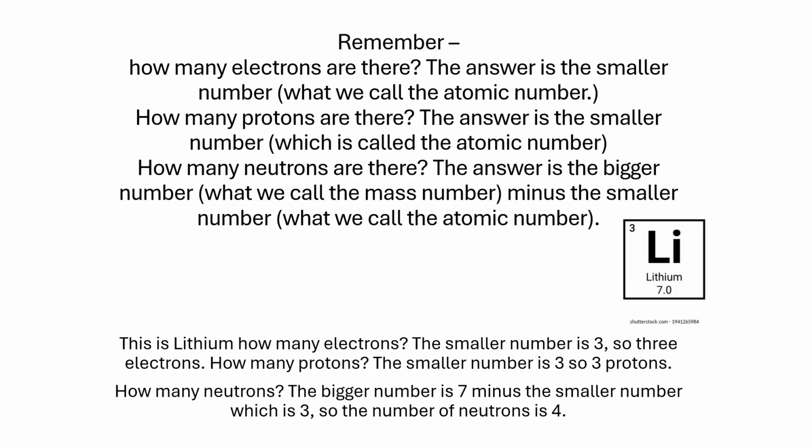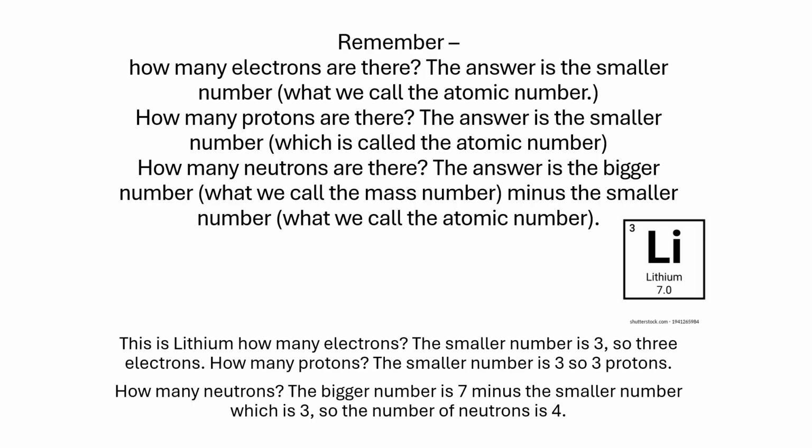So here, in the PowerPoint, we've got lithium with two numbers. The bigger number is 7, and the smaller number is 3. So we can use our phrases now. How many electrons? The smaller number is 3, so there are 3 electrons. How many protons? The smaller number is the number of protons, so there are 3 protons as well. How many neutrons? We need to take the smaller number away from the bigger number. So the bigger number is 7. We subtract the smaller number, 3, and we end up with the answer that's 4. So there are 4 neutrons.